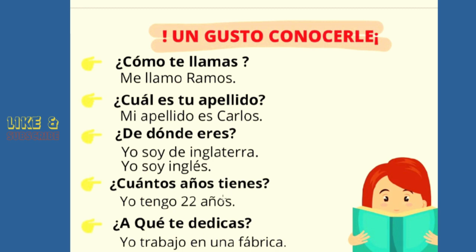Right? We don't use the have verb in English, but we use the have verb in Spanish. Cuántos is how many, años is years, and tienes is you have. So the answer is "yo tengo 22 años". Yo is a personal pronoun for I, tengo is have, and 22 años is years. I have 22 years.